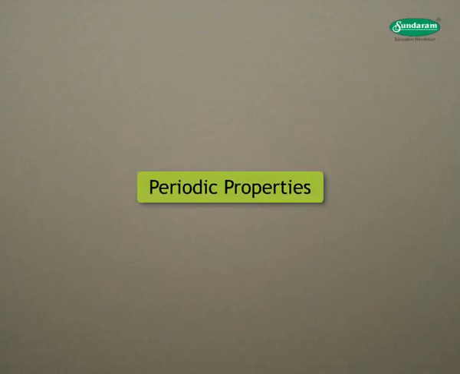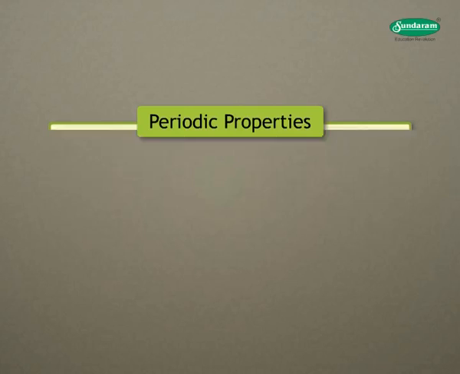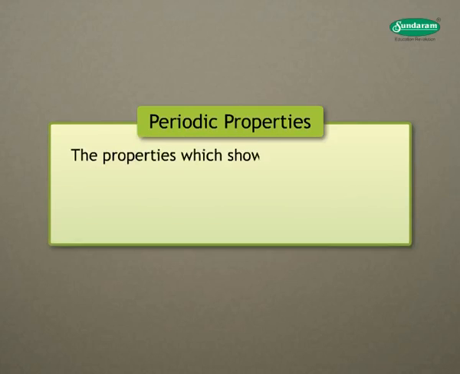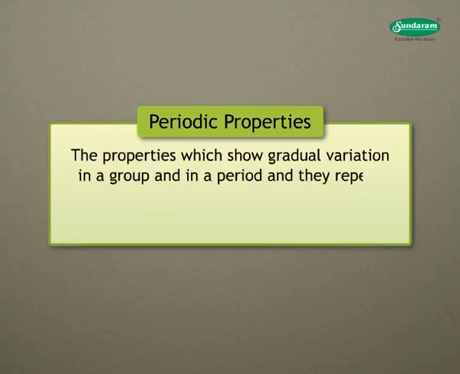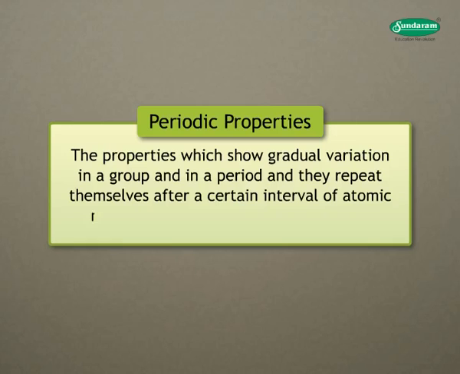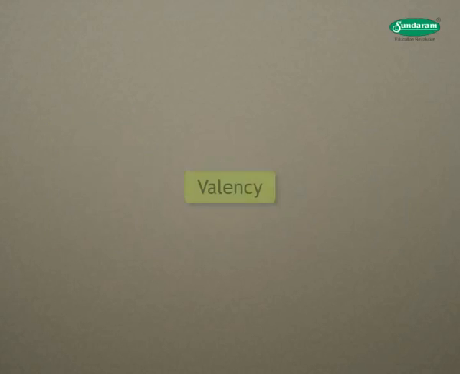Now let us try to understand what is meant by periodic properties. The properties which show gradual variation in a group and in a period and the way they repeat themselves after a certain interval of atomic number are called periodic properties. Valency.